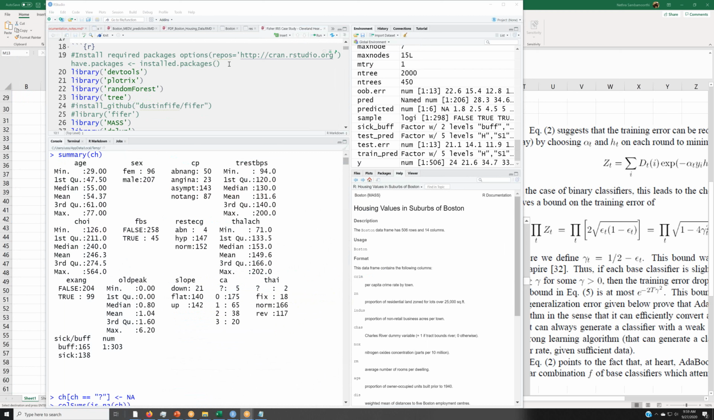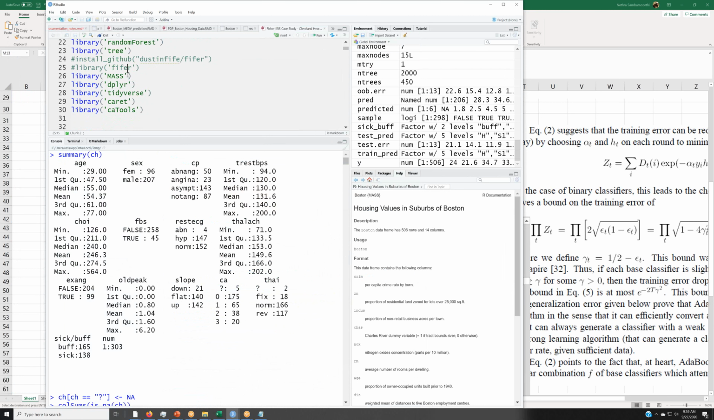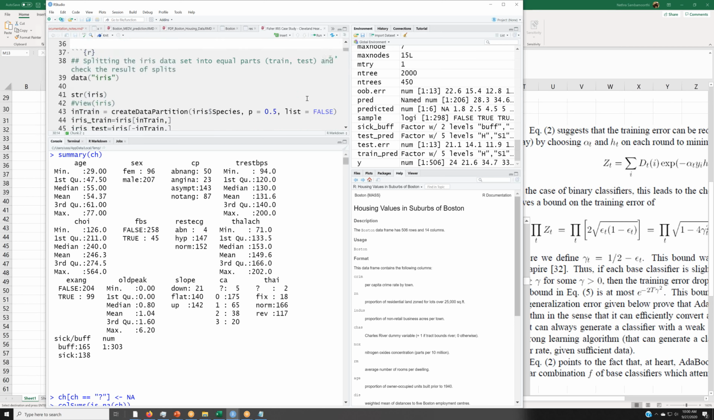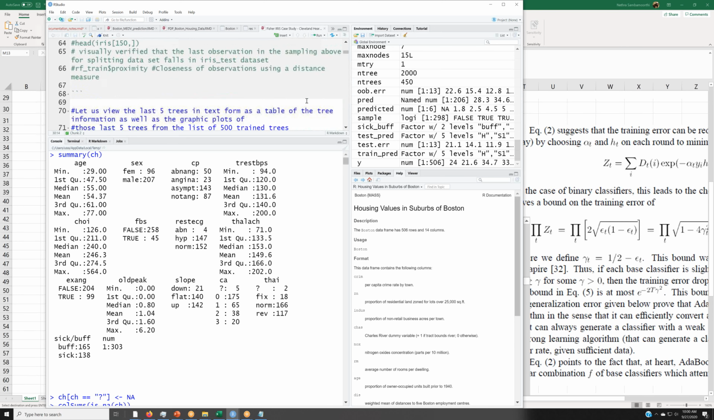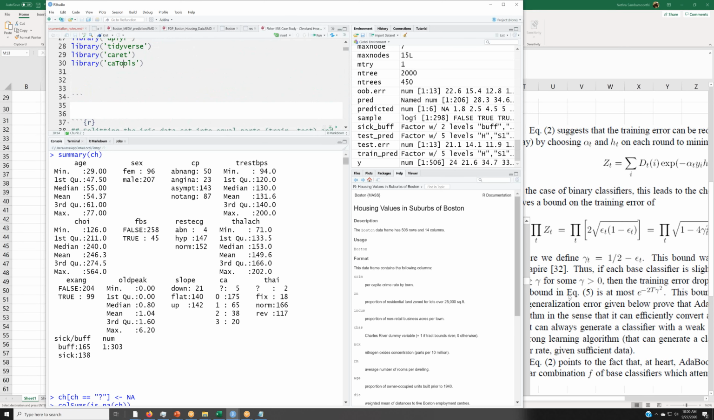Please make sure everybody installs devtools, plotrix, randomForest, tree, and FIFO. Don't worry about FIFO, it won't work. Also MASS, dplyr, tidyverse, caret, and caTools. All these things have to be installed, because there is a lot of work here. It's a very big assignment, a very big workout. Once you install those things, please let me know.